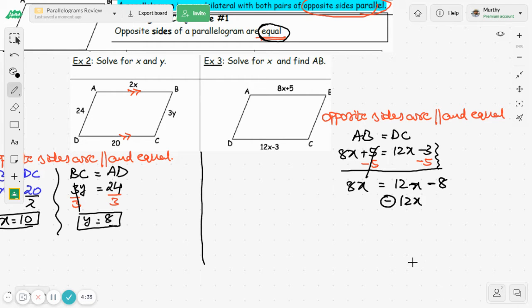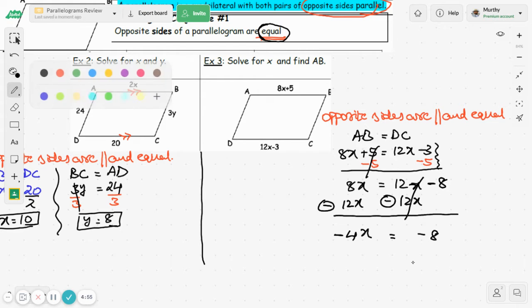Now I'm taking negative 12x on both sides because we want to isolate. Therefore 12x and 12x get cancelled. 8 minus 12, you get negative 4x. At this point, you know how to isolate x. Please don't think of adding 4, because it's 4 times x. So the inverse operation is division. So these two get cancelled, and the value of x equals 8 divided by 4, that gives me 2. Negative and negative get cancelled.